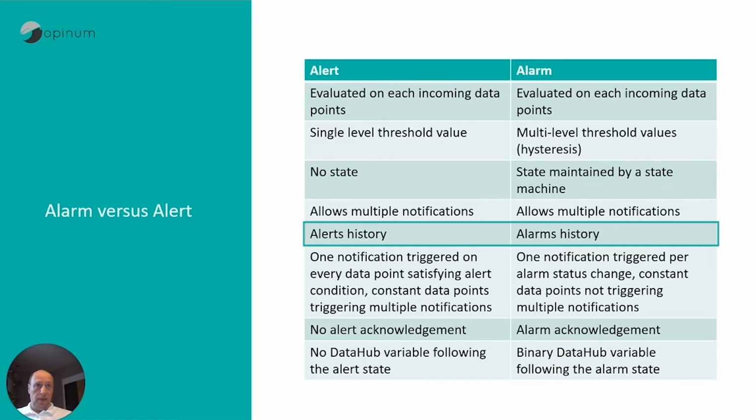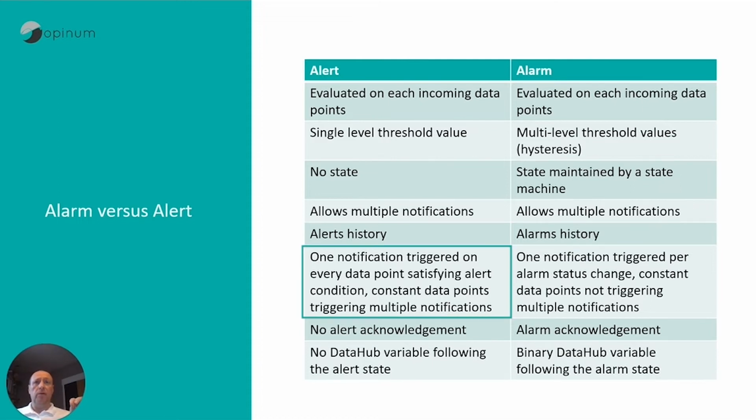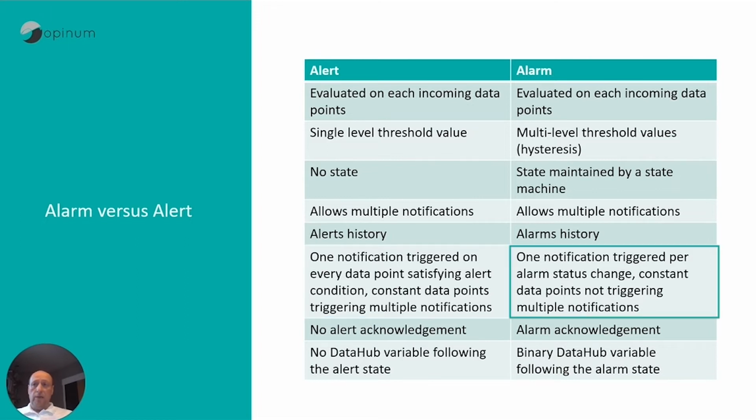Both have a history, and as already said, the alert feature will trigger the notification every time the value of the data point is outside the expected range of data, which was the main annoying behavior of this feature. In the alarm feature, since the notification triggering is controlled by a state machine, you will get only one notification, even if there are multiple data points coming into the database and having a value that is outside the expected range.